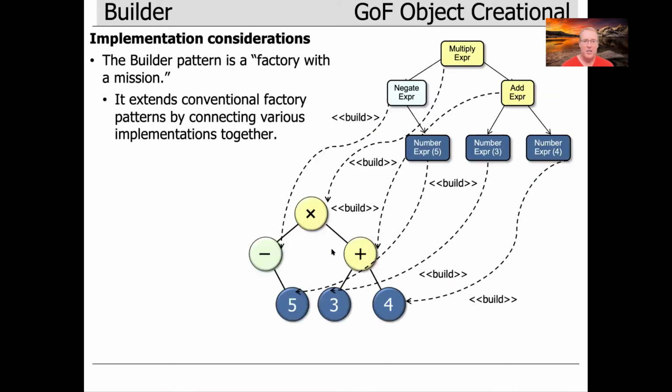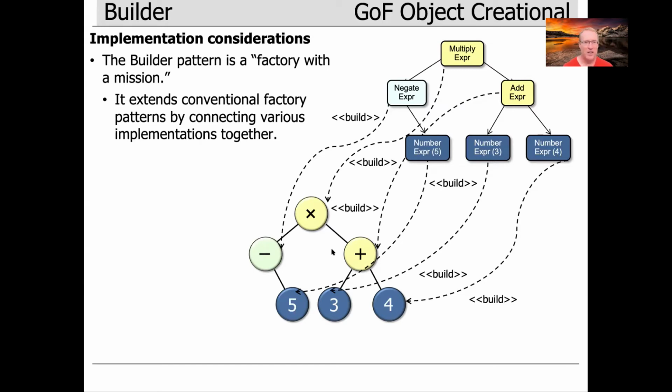From an implementation point of view, you can think of the builder pattern, which is a creational pattern, as basically a factory with a mission. So unlike the regular factory method pattern, which usually creates one object, the builder is actually creating a family of objects that have to work together to make some more complex composite object.